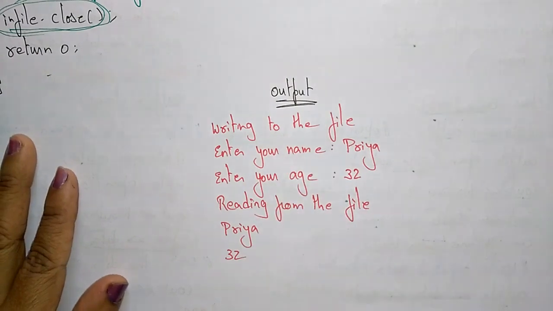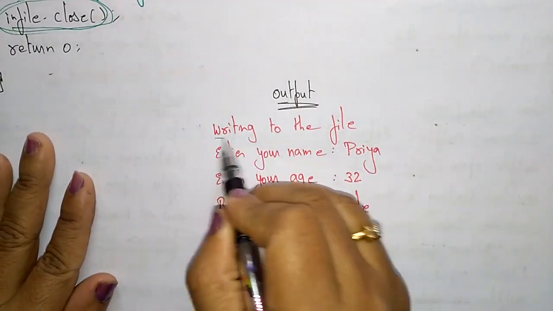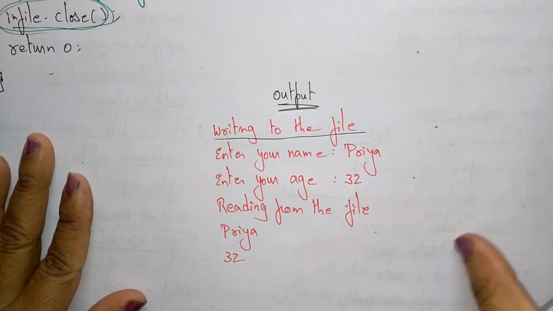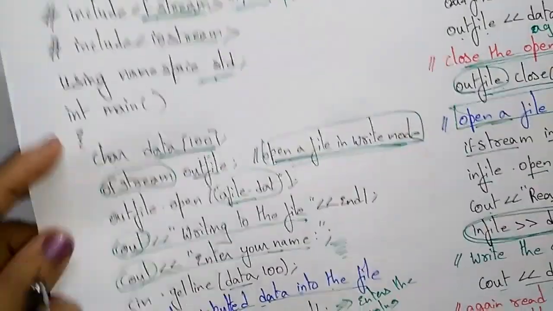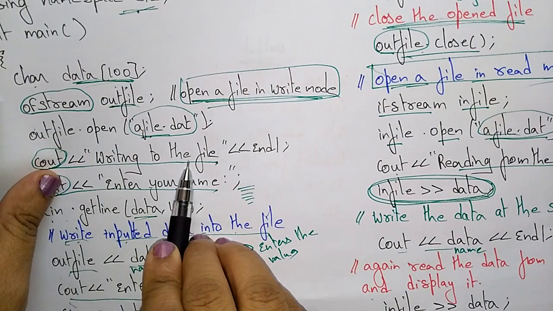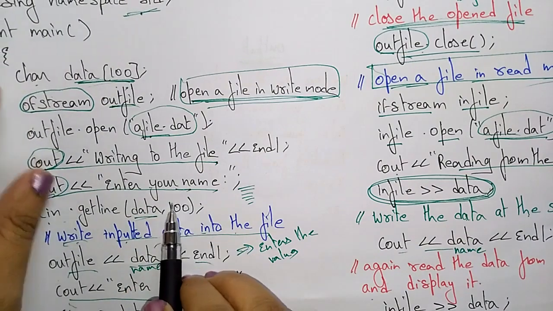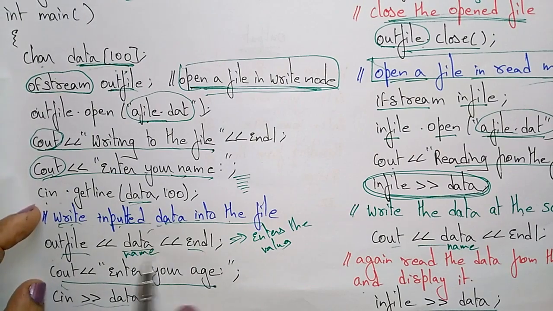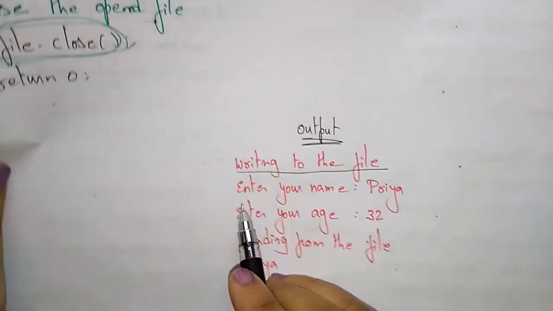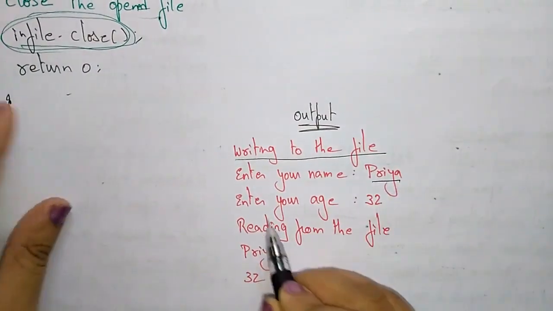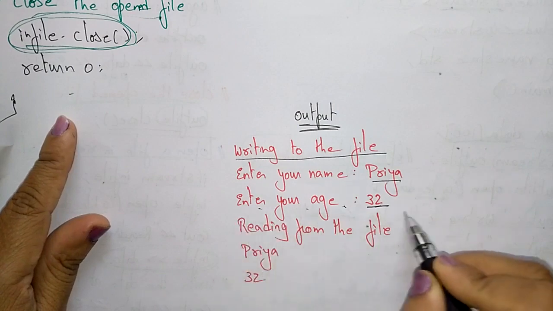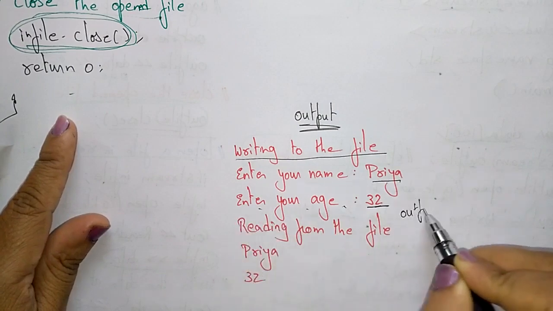First, what I have done is write to the file. Let me explain. So this is first writing to the file. Again it prints enter your name. Whenever it says enter your name, the out file takes the name. So I entered: enter your name, Priya, and enter your age, 32. After this I close this out file.